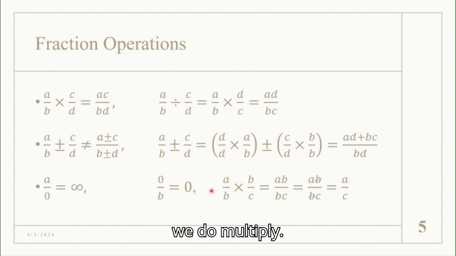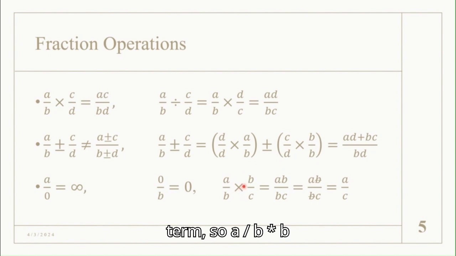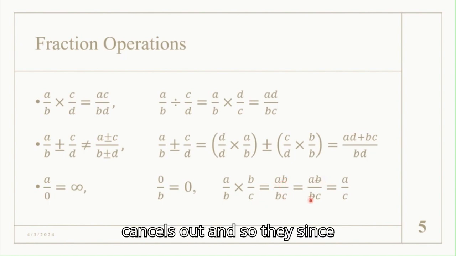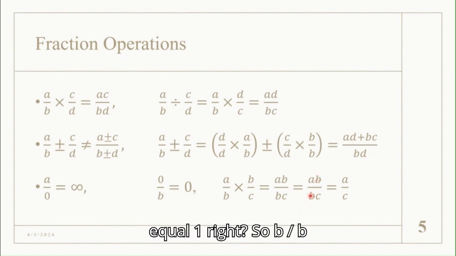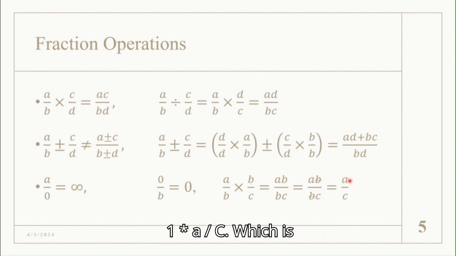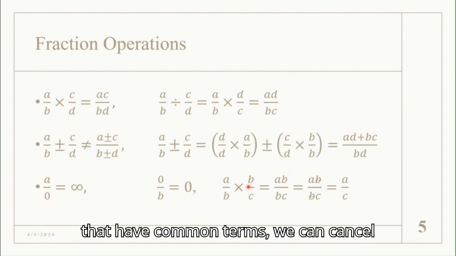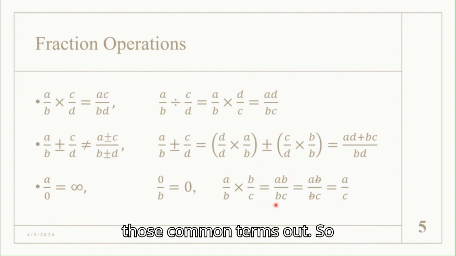But when we multiply fractions that have a common term, so a divided by b times b divided by c, what actually happens here is that a times b divided by b times c, the b actually cancels out. And since they're the same term, they equal 1. Right? So b over b gives me 1, and so what I'm left with is 1 times a over c, which is just a over c. And so when we're working with fractions that have common terms, we can cancel those common terms out.